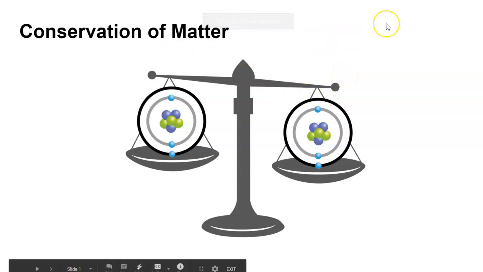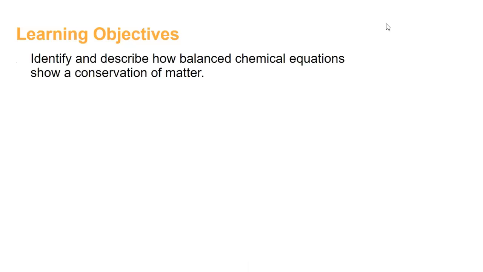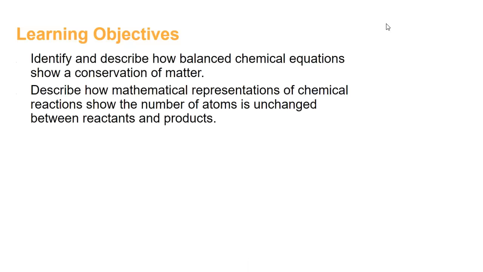Conservation of matter. Learning objectives: Identify and describe how balanced chemical equations show a conservation of matter. Describe how mathematical representations of chemical reactions show the number of atoms is unchanged between reactants and products. Okay, so let's talk about those things when the time comes.